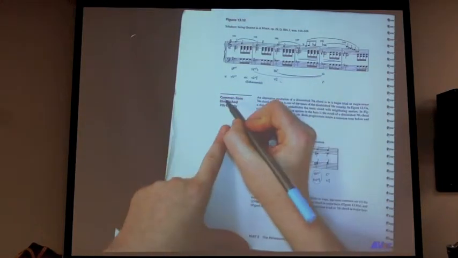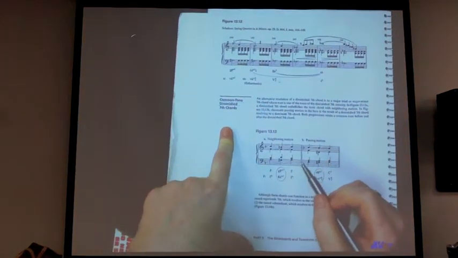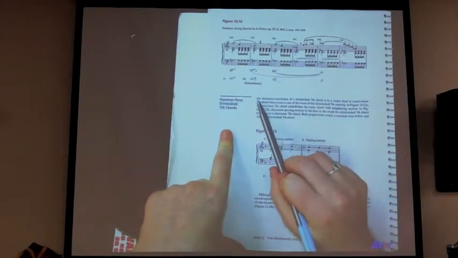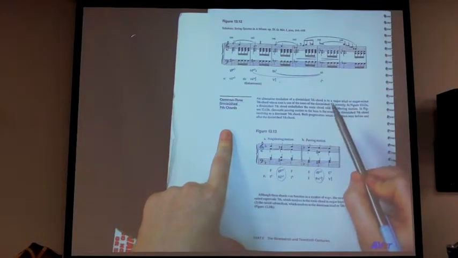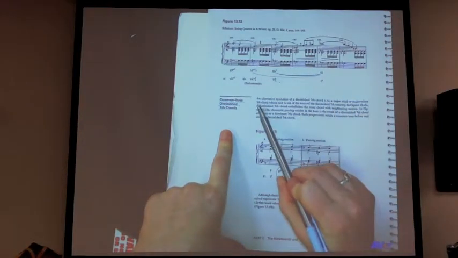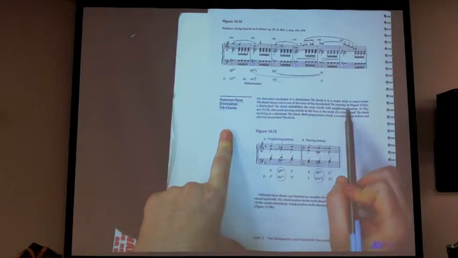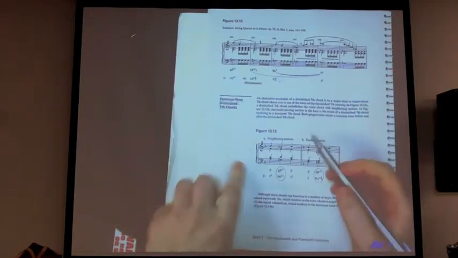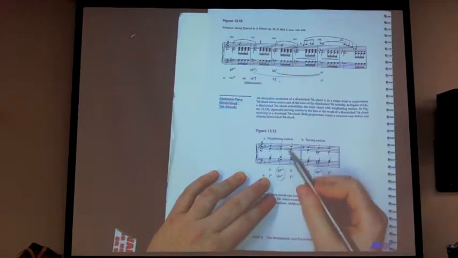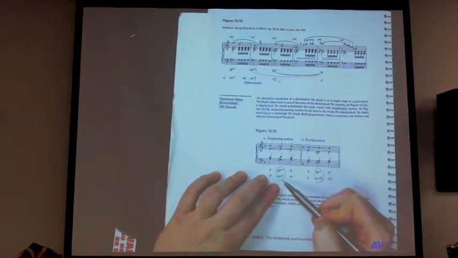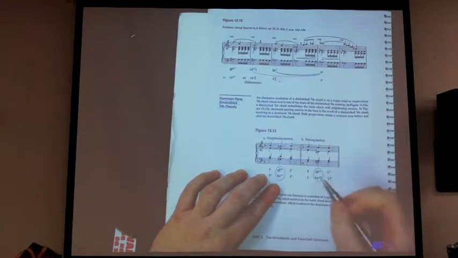All right, the other thing that you're going to find is common tone diminished seventh chords. An alternative resolution of a diminished seventh chord is to a major triad or major-minor seventh chord whose root is one of the tones of the diminished seventh sonority. Usually this happens when dealing with a raised 2 or a raised 6 chord.